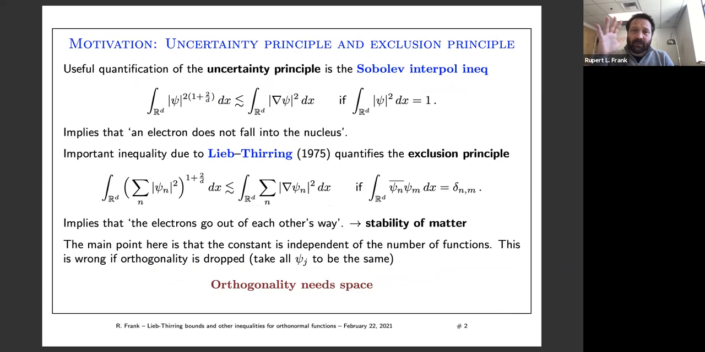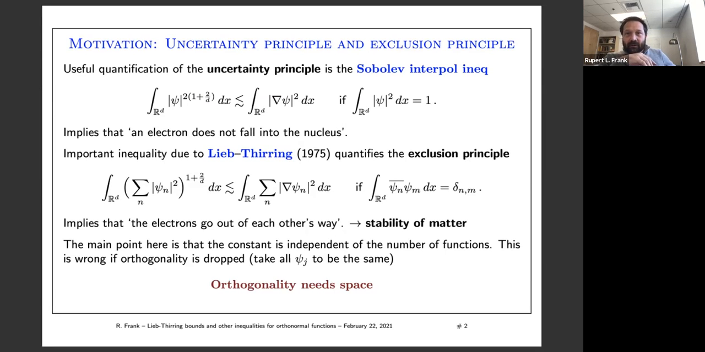So I want to start with really the basic Lieb-Thirring inequality as it was proved in 1975 in work of Lieb and Thirring. There are many things in mathematics and physics that are called uncertainty principle, but not all these inequalities that are written down actually imply the things that physicists like to call the uncertainty principle. One inequality that does actually imply that is the following Sobolev interpolation inequality.